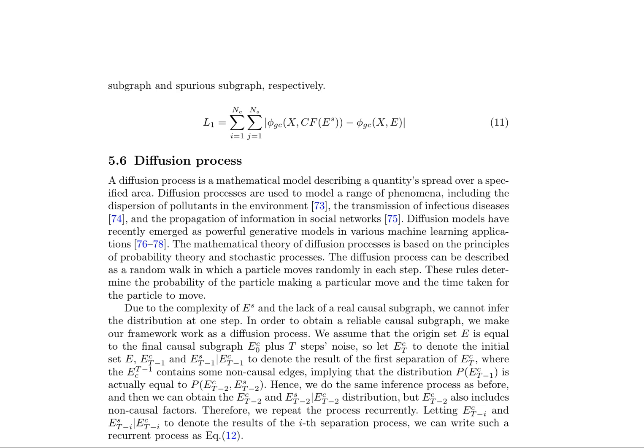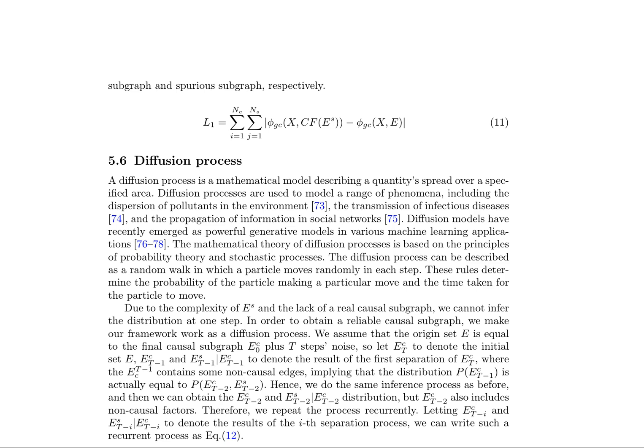The process begins with an initial guess for the causal subgraph, which is then iteratively refined through a series of separation processes. This refinement process can be represented as a diffusion process, where the probability distribution of the causal subgraph at each step depends on the previous step's distributions.